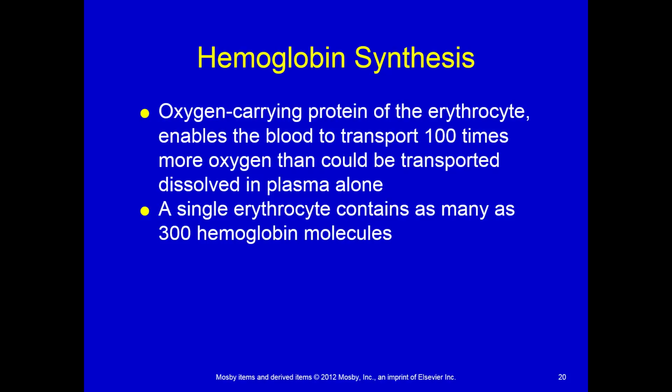And that's because a single red blood cell contains as many as 300 hemoglobin molecules on it. Anyone know how many oxygen molecules are on each hemoglobin? 4. So you do the math, right? About how much that increases the oxygen carrying capacity of the blood if you've got a good number of hemoglobin molecules present on each one of those red blood cells. So that's why we care. That's why we care about hemoglobin synthesis in our patients. Okay, very good.